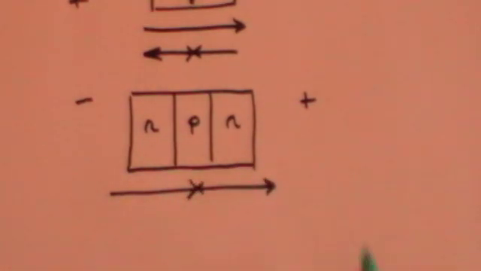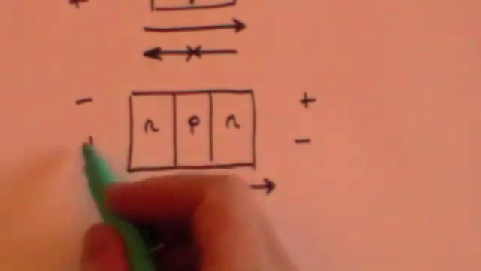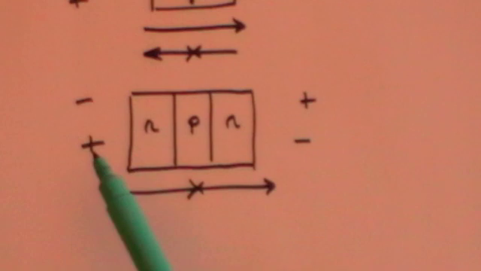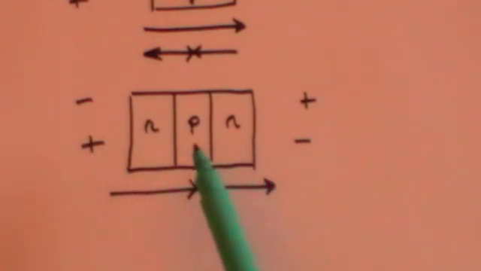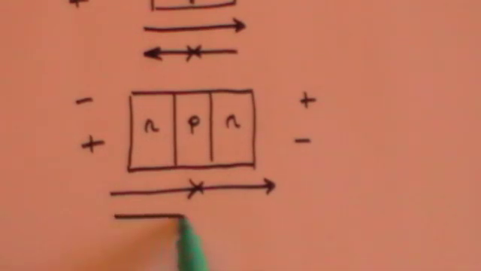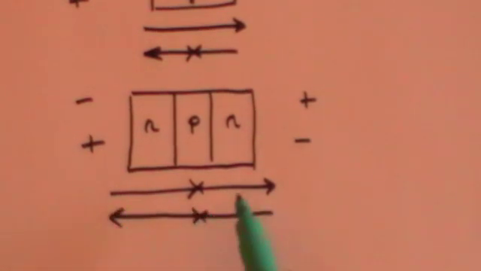Nothing will flow. What happens if you put the battery the other way round? Now the electrons will want to flow to the positive charge. So fine, they'll go from N to P, but they won't go from P to N. So if you want to try and get the current to go that way, that's not going to work either. So now we've built a device which doesn't let the current flow either way.